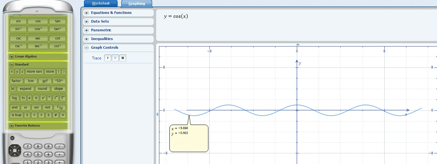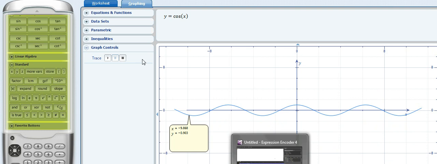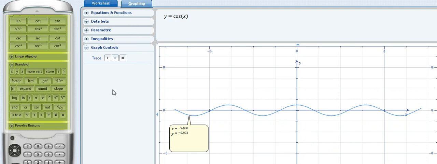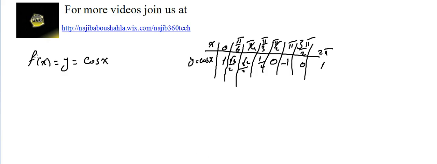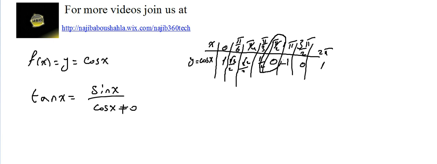Let me see if we can do the tangent one. Let's directly do it. Tangent x is simply equal to sine x over cosine x. So cosine x should not equal 0, and cosine x is equal to 0 at π/2. So every odd multiple of π/2 is excluded from the domain of the tangent.